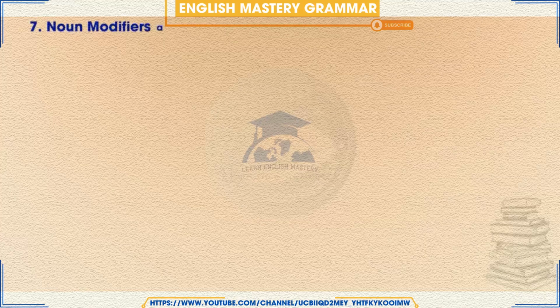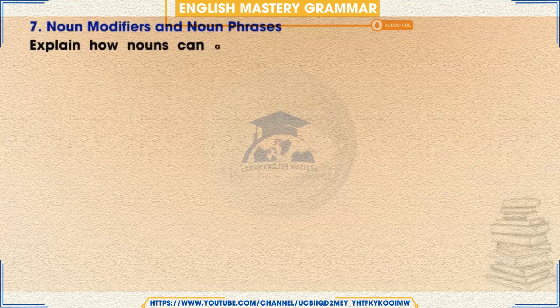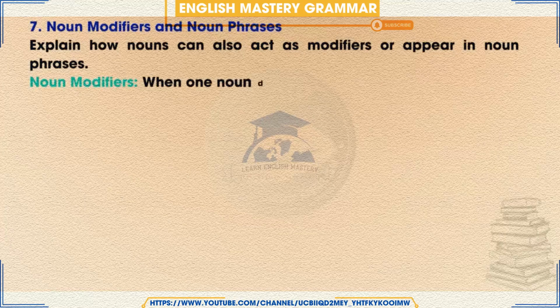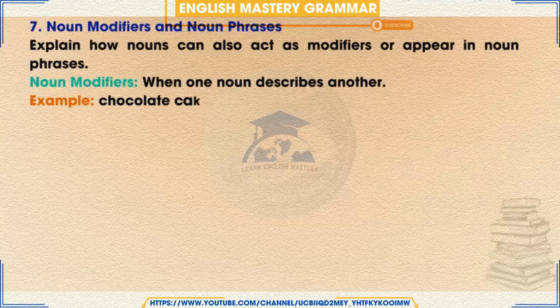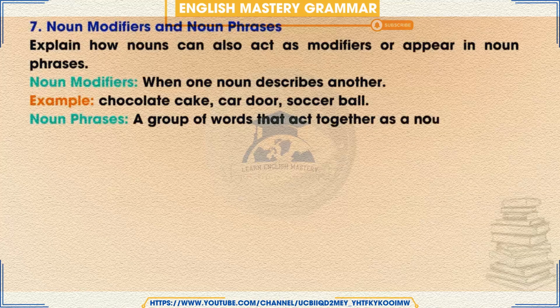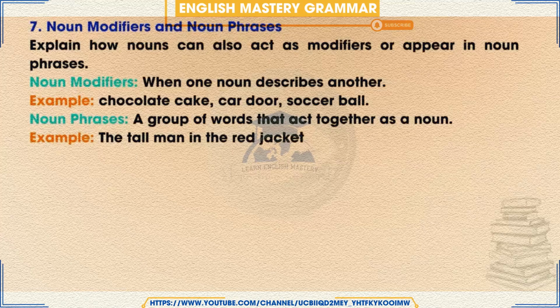7. Noun modifiers and noun phrases. Explain how nouns can also act as modifiers or appear in noun phrases. Noun modifiers: when one noun describes another. Example: chocolate cake, car door, soccer ball. Noun phrases: a group of words that act together as a noun. Example: the tall man in the red jacket is my teacher.